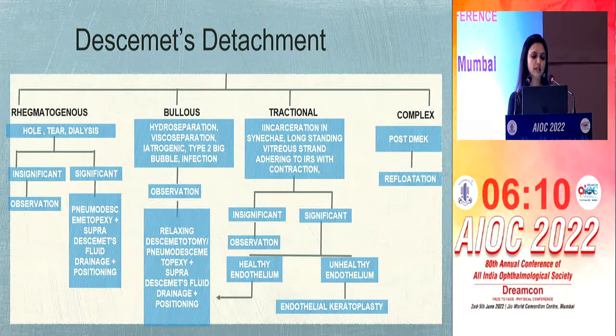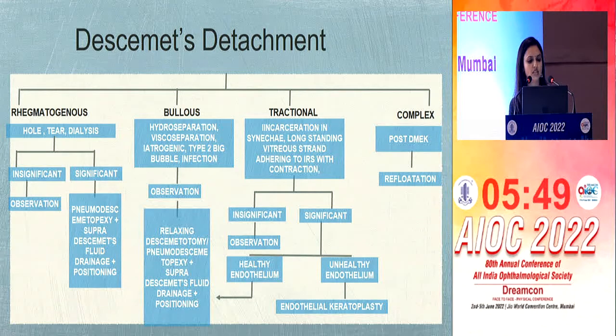So Jacob et al. have classified DM detachment very beautifully. If you have a rhegmatogenous detachment, it can be secondary to a hole, tear, or dialysis. If it is insignificant, observe the patient. If it is significant, do an air injection, drain the fluid, give the patient a position, and keep on following up the patient and wait for it.